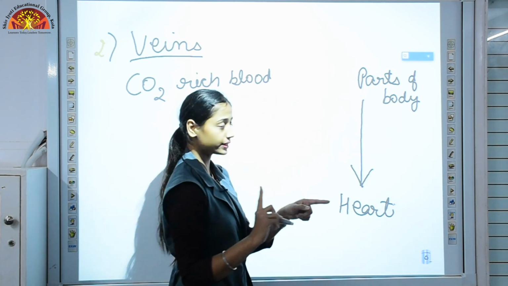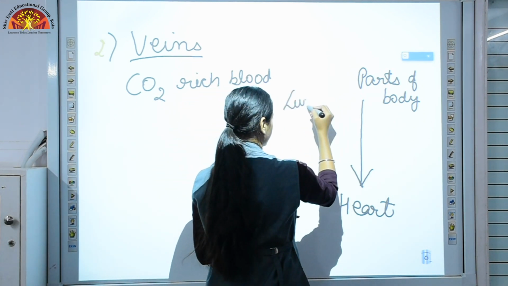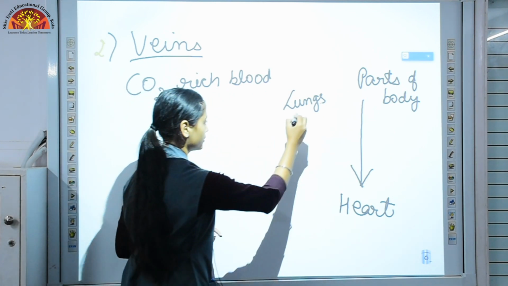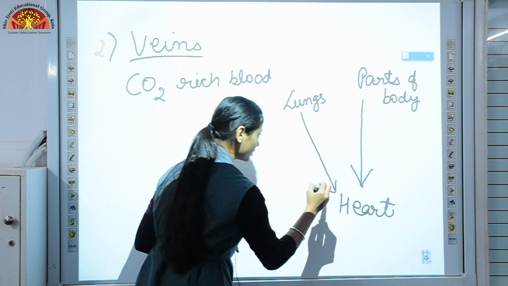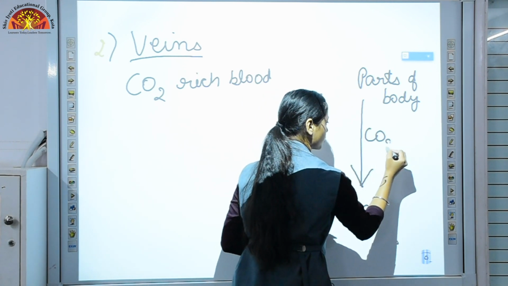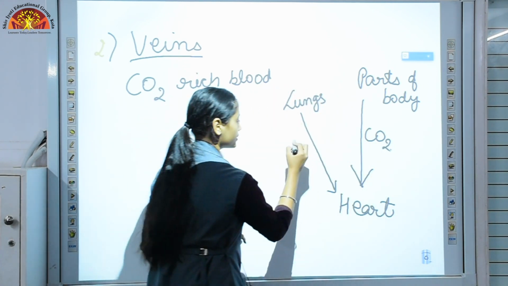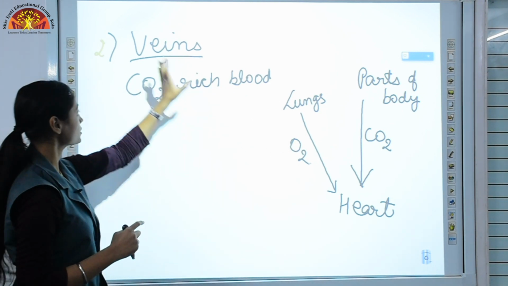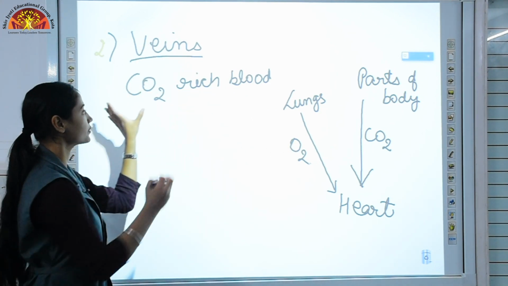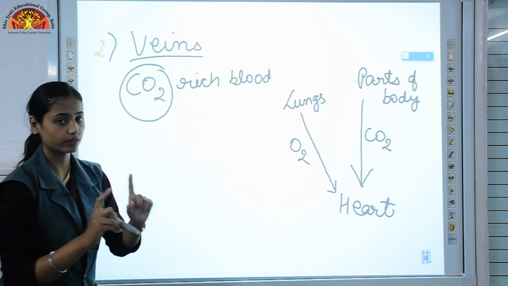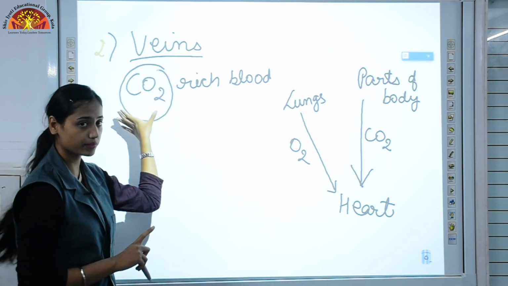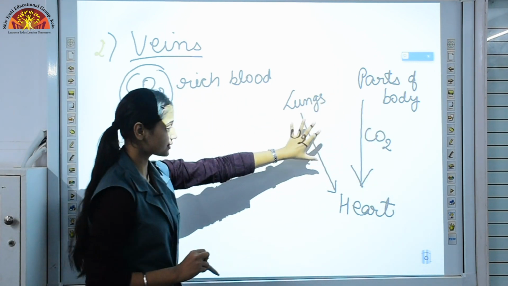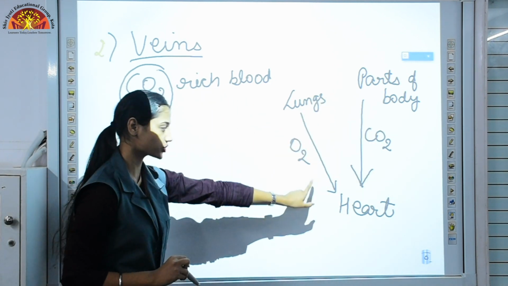Okay, and one more thing, again there is an exception: lungs. Our lungs will also send blood to our heart. This blood is rich in oxygen. So this is an exception, as I told you that veins carry carbon dioxide rich blood, but this is a vein carrying oxygen rich blood.